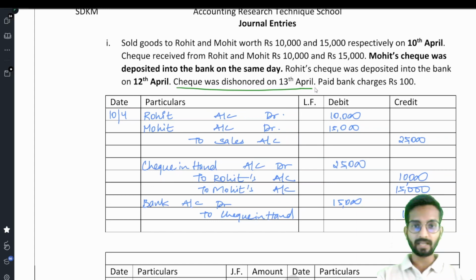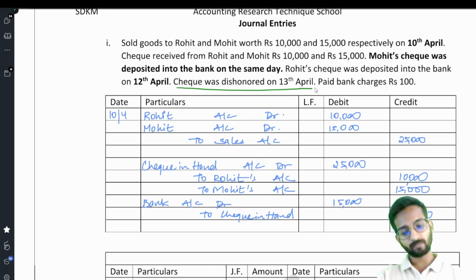Now the bank realized that there is not enough money in Rohit's account. So they called us and told us that there is not enough money in Rohit's account. So we will not make you any payment and hence your check is dishonored, or you can say your check is waste now. It is literally waste. It is of no use. You can take your check back.